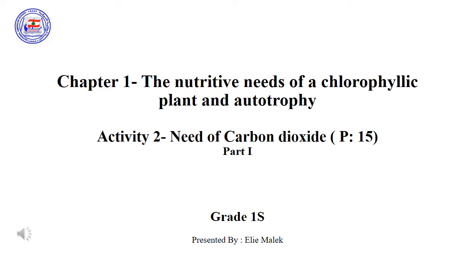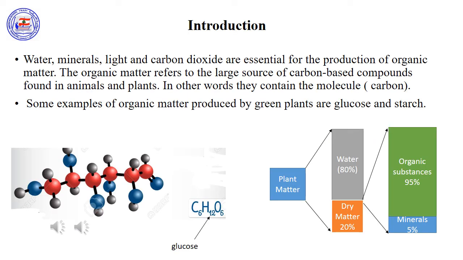Please open your books, page 15, and let's start a new activity, need of carbon dioxide. This activity is divided into two parts. When we introduced this chapter, we talked about the essential nutrients needed by chlorophyll plants. Water, minerals, light, and carbon dioxide are essential nutrients needed for the production of organic matter.